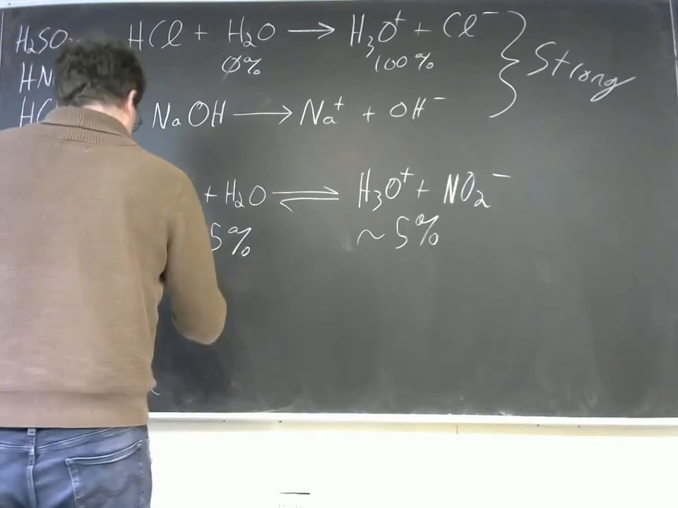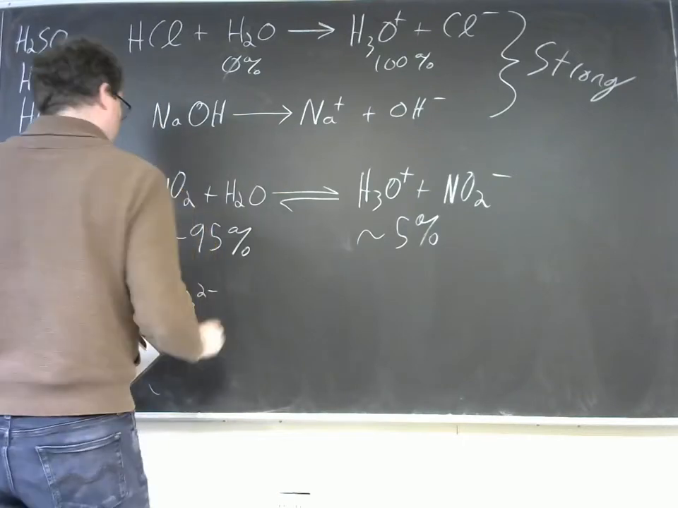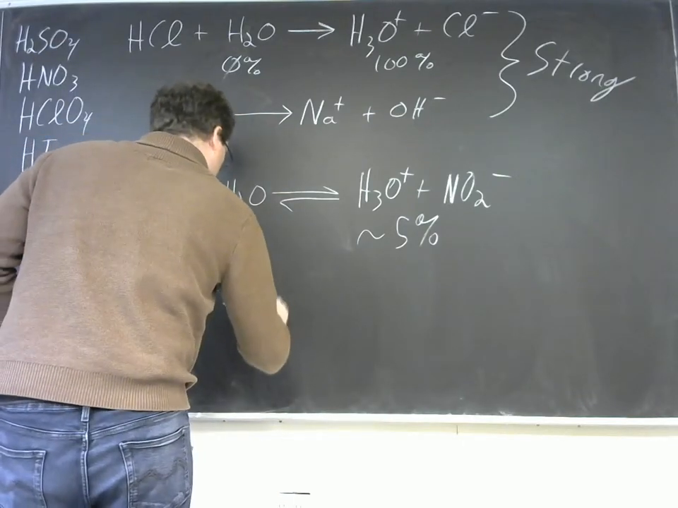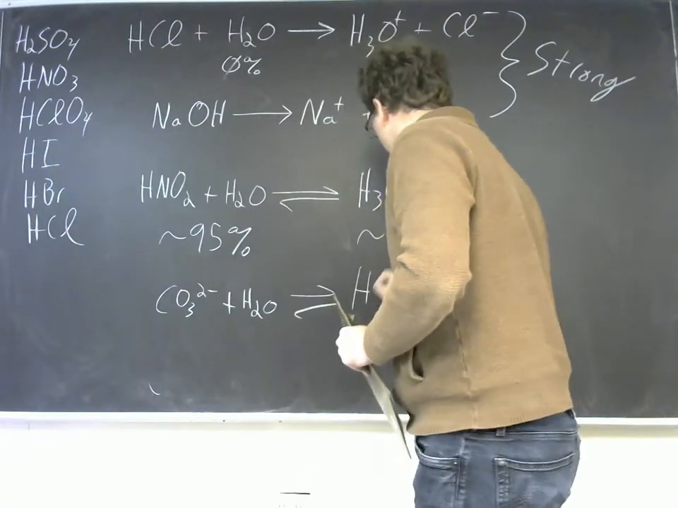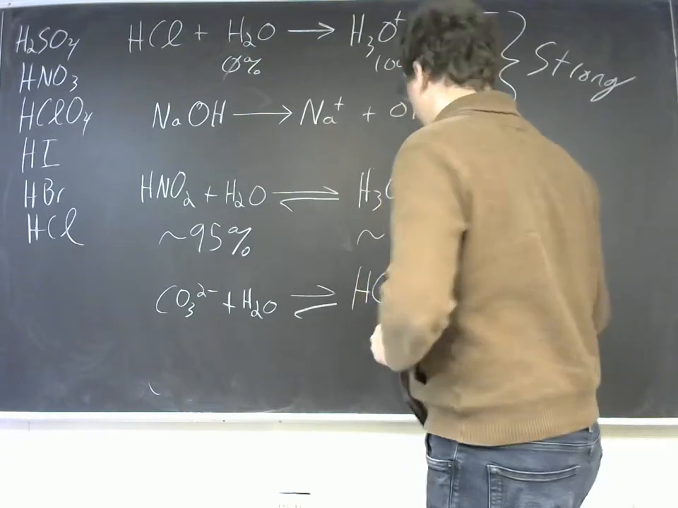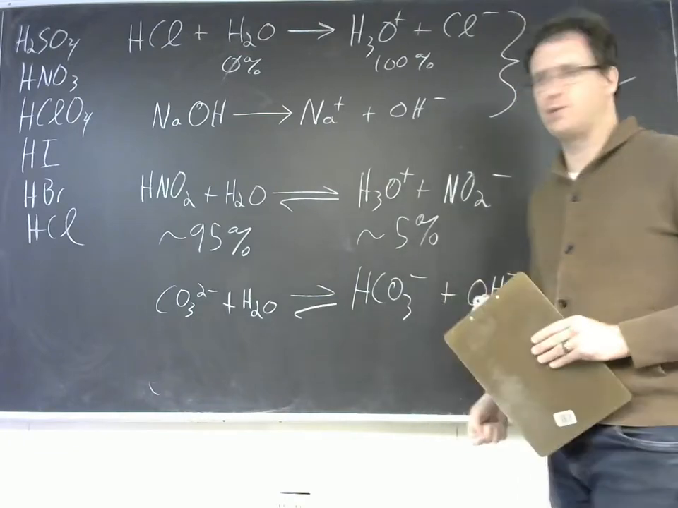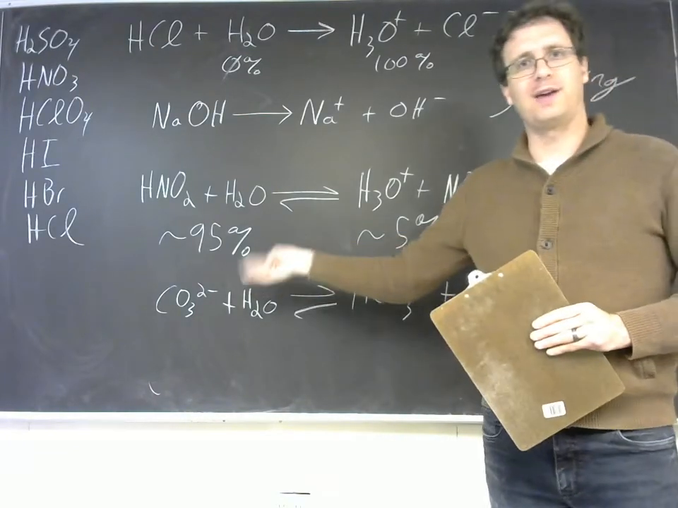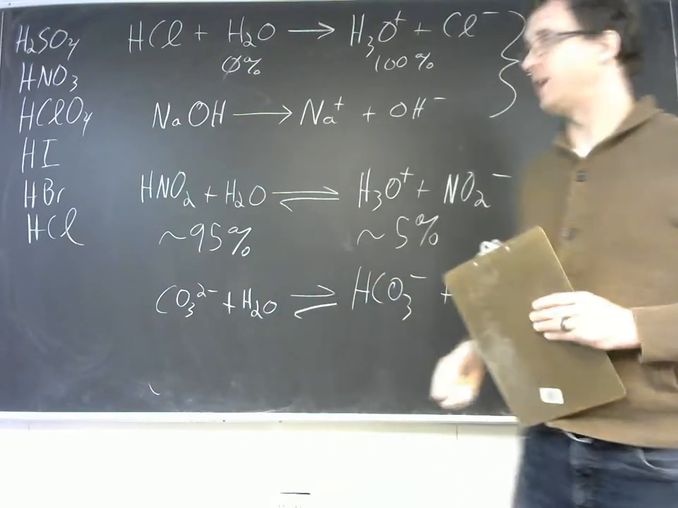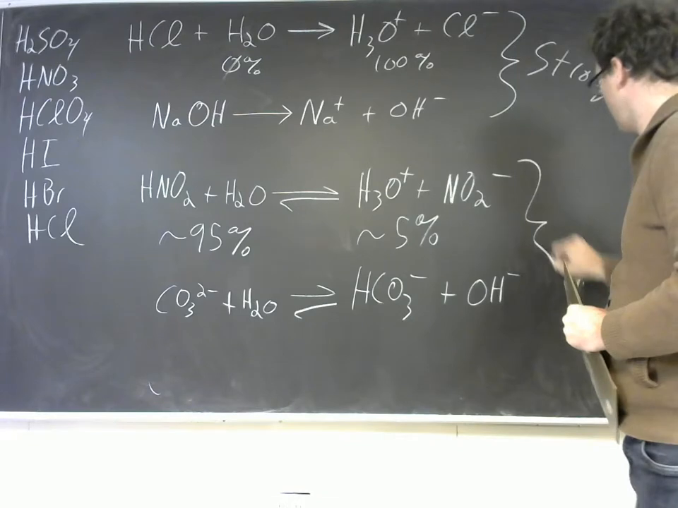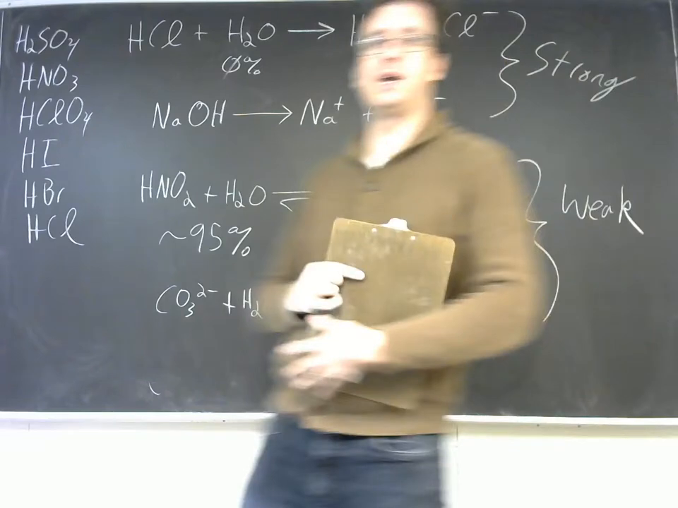Weak bases are the same. If I have something like CO3 2 minus plus H2O, then that is going to form HCO3 minus and OH minus. Again, it's going to reach equilibrium, and that equilibrium will most likely be highly reactant favored. About 5% here and about 95% there. So these are the weak acids and bases.